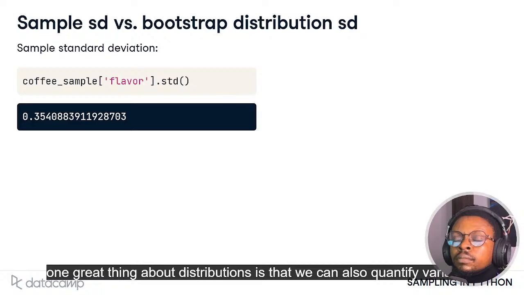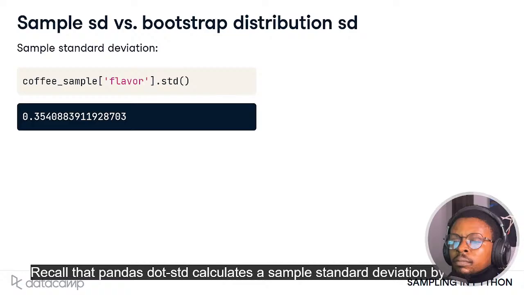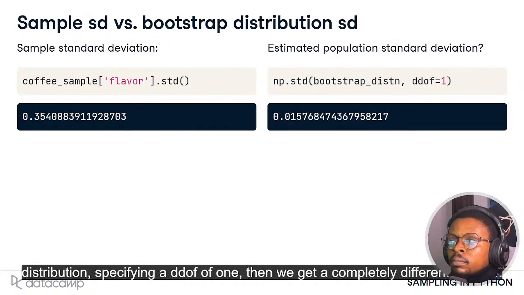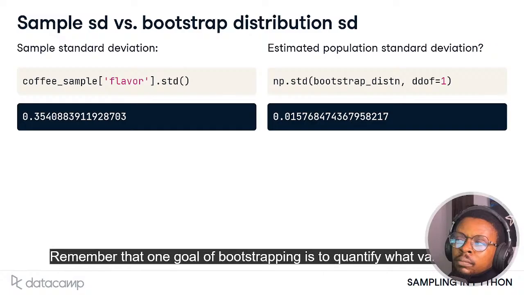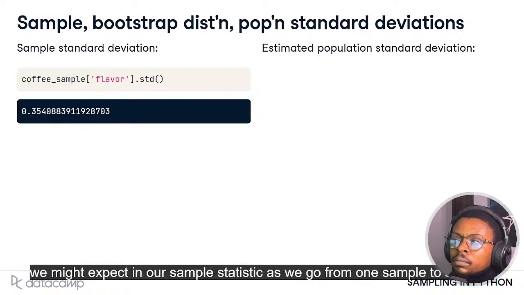While we do have that limitation in estimating the population mean, one great thing about distributions is that we can also quantify variation. The standard deviation of the sample flavors is around 0.354. Recall that pandas .std calculates a sample standard deviation by default. If we calculate the standard deviation of the bootstrap distribution, specifying a ddof of 1, then we get a completely different number. So what's going on here? Remember that one goal of bootstrapping is to quantify what variability we might expect in our sample statistic as we go from one sample to another.